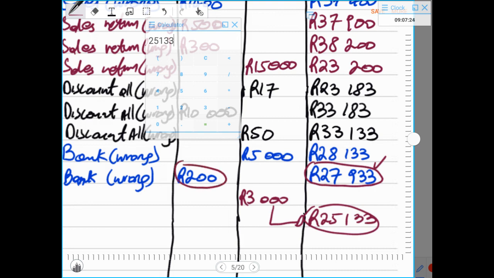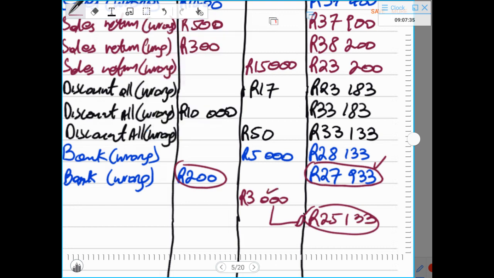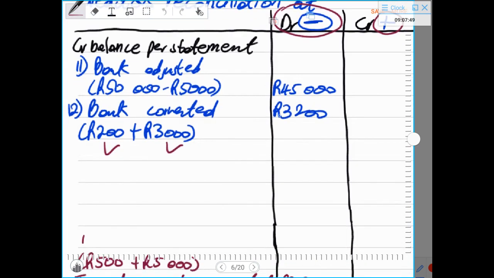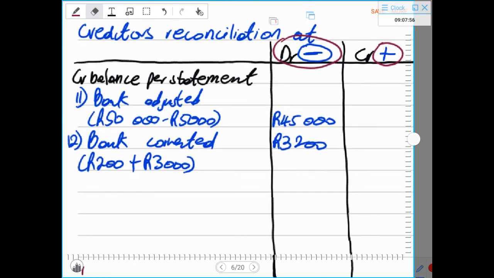Why cancel? Because the 200 was on the wrong side. After canceling the 200, because it's overstated and it's on the wrong side, then we record the right amount, which is 3,000, and this 3,000 is the payment, and payment reduces our creditor on the debit side. That is why now we have this amount recorded on the debit side of the reconciliation as both of them 3,200.